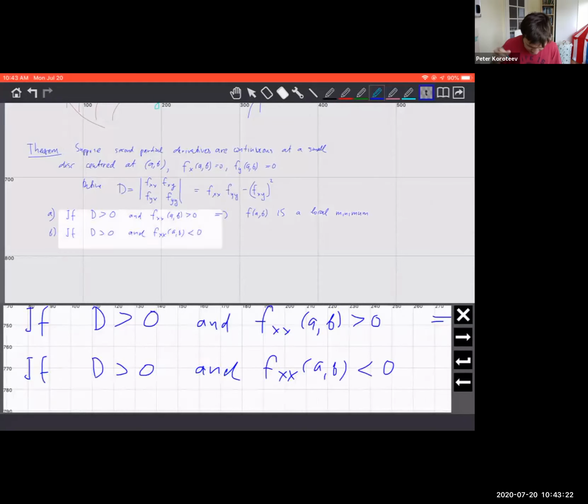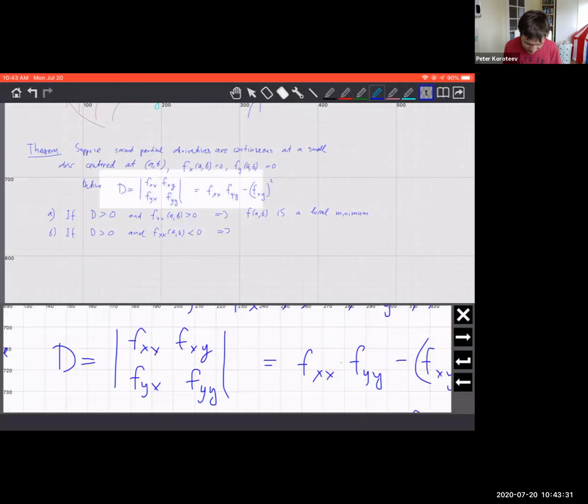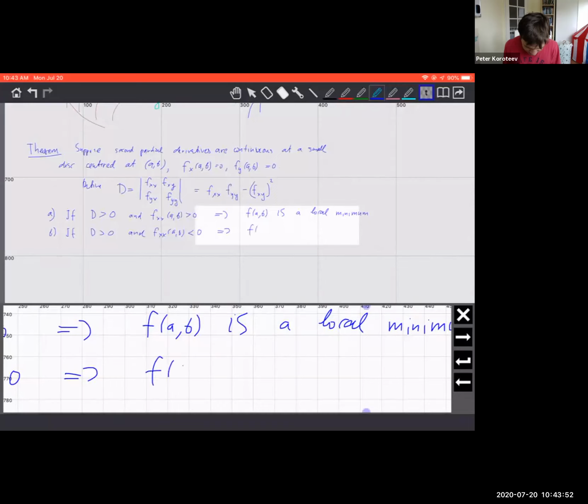And then if D is greater than 0 and f of x is less than 0, then what does it mean, right? Again, using the same consideration, if you reduce this quadratic form to be diagonal, there are two ways to make a determinant positive. Either both diagonal components are positive, so that's case A, or both diagonal components are negative, so that's case B. So here, therefore, f at (a, b) is a local maximum.